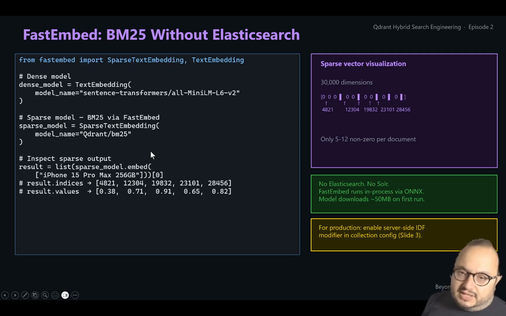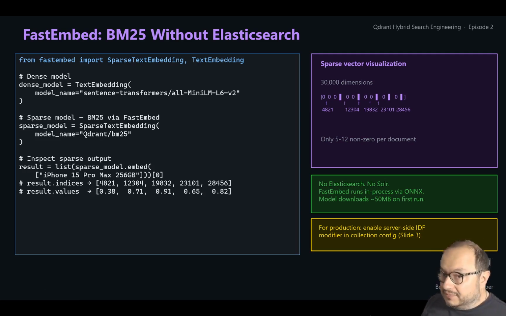The most common question about Qdrant hybrid search is, do I need Elasticsearch or Solr to get BM25? No, Qdrant ships with FastEmbed, a native Python library that generates sparse BM25 vectors entirely in process. No external services, no Elastic cluster. How to set it up is on the screen.